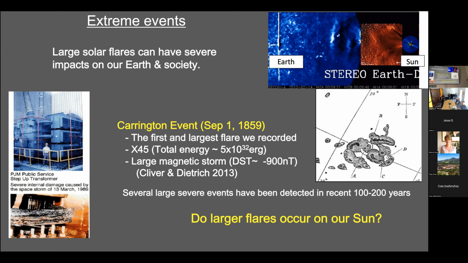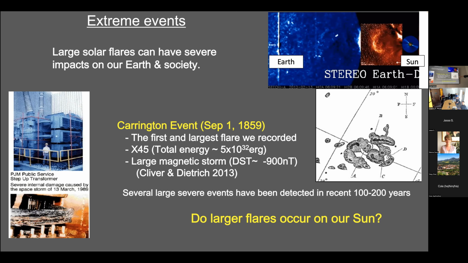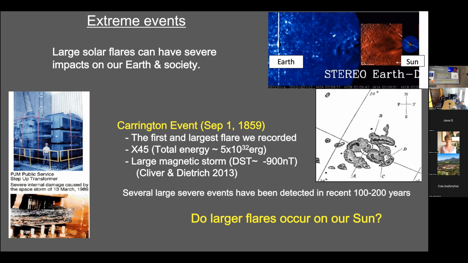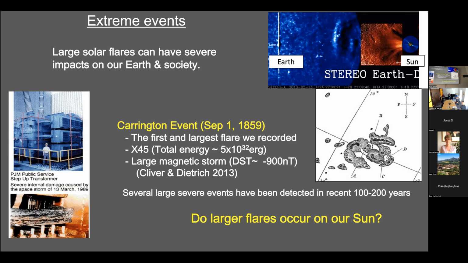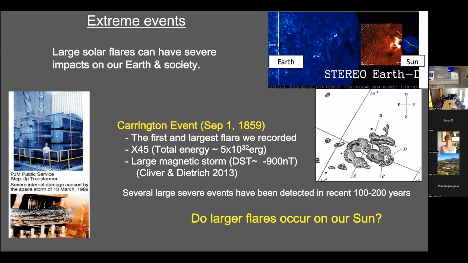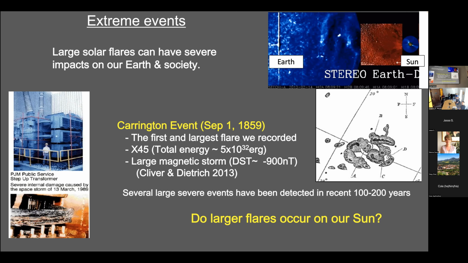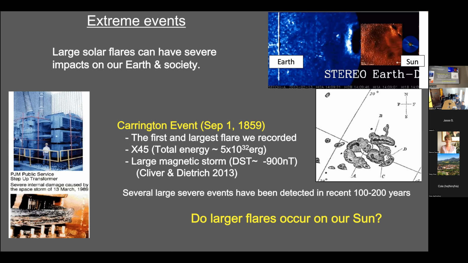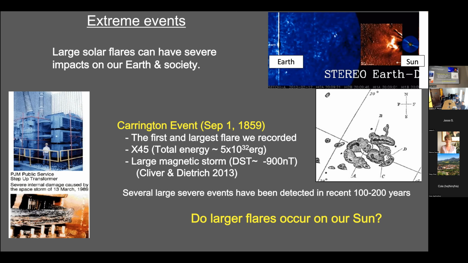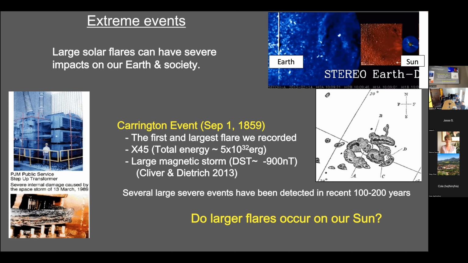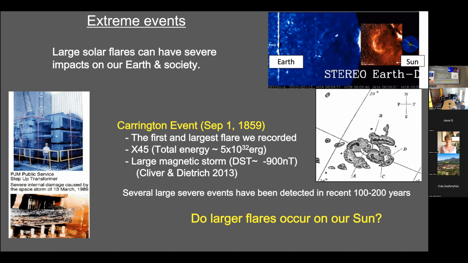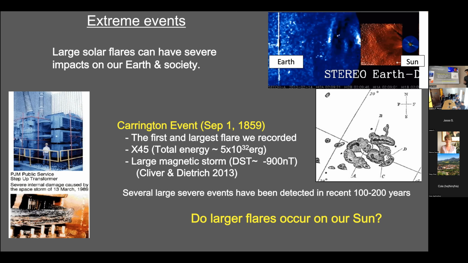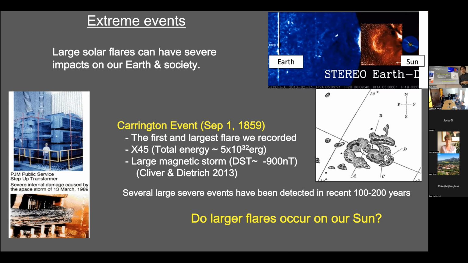This is a sketch observation at the moment, but after that, there were a lot of auroras and also telegraph disturbances. Several similar large-scale events have been detected in the recent 100 to 200 years. But there is a big question: do larger flares come from the Sun or not?